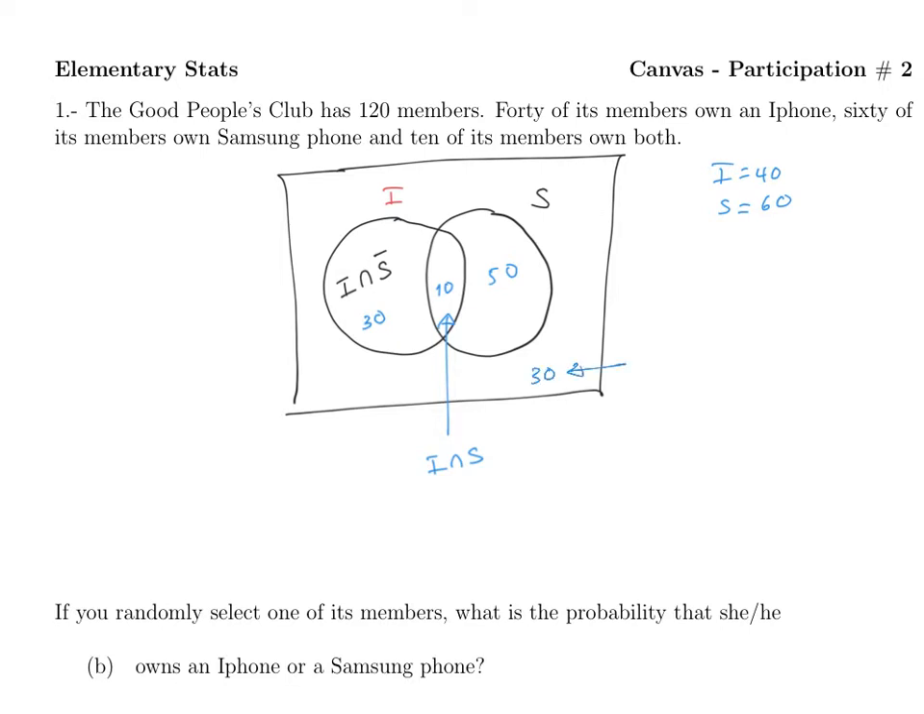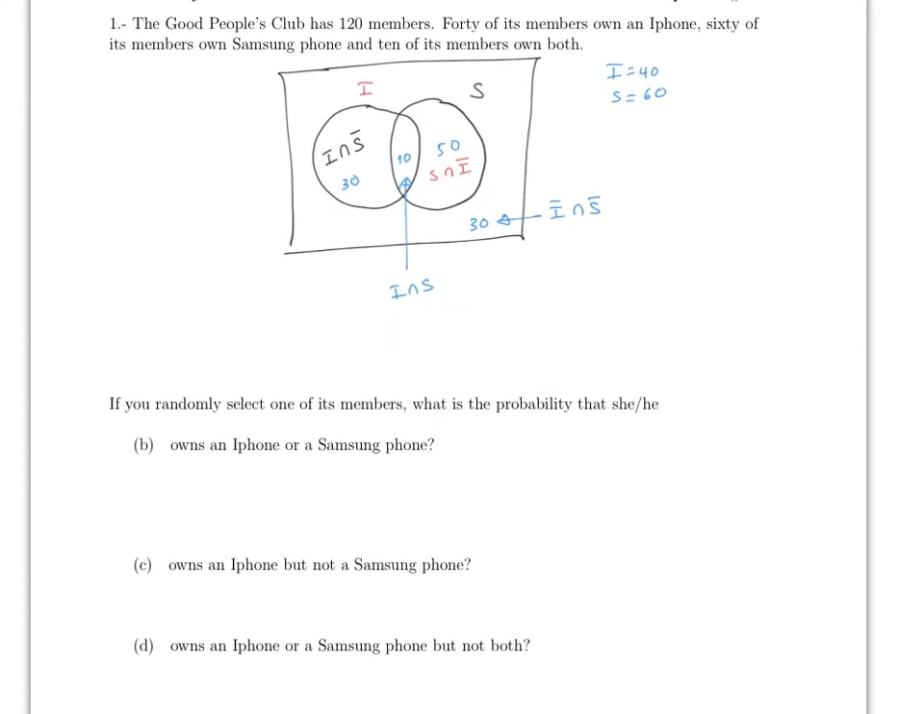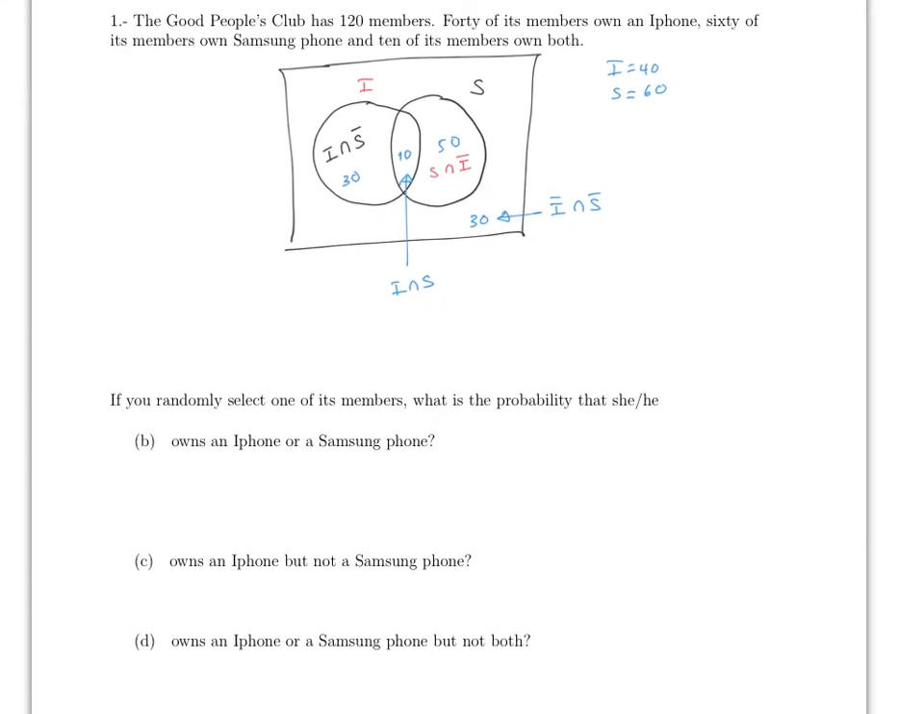And remember what this means. These are the people that don't have an iPhone and don't have a Samsung phone. While the 50 here, these are the people that have a Samsung phone, but they don't have an iPhone. Okay? So once you have this, it's pretty easy to answer the questions. Right? Does anybody have any questions at this point?